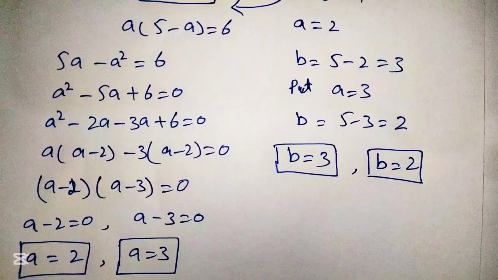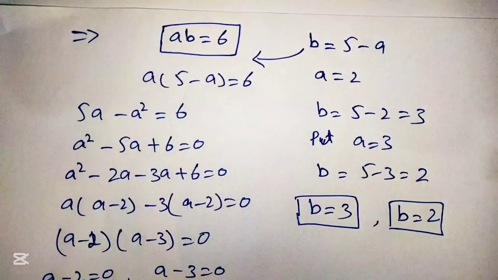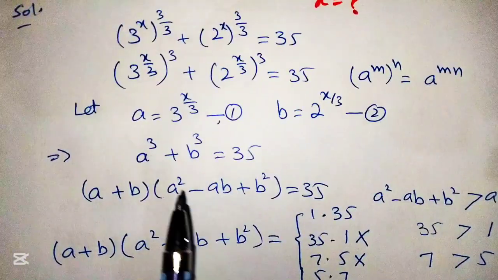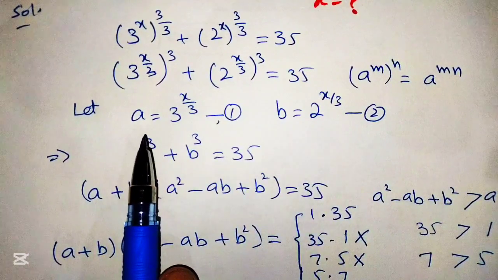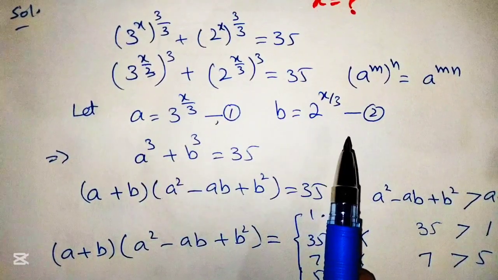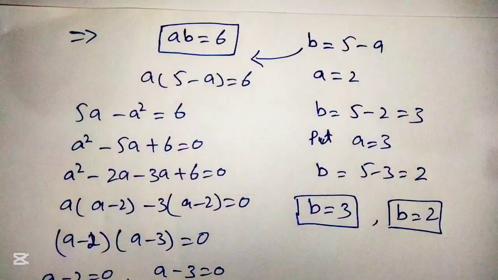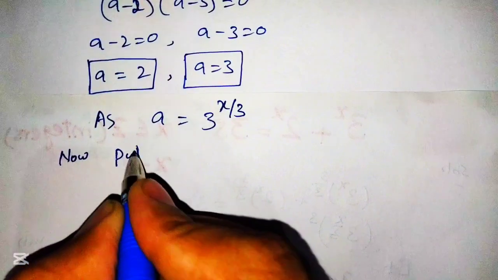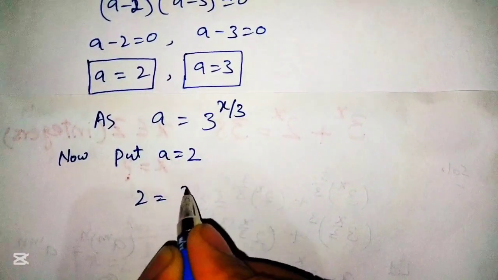Now we can use either the value of b or the value of a to find the final answer, which is the value of x. With the help of these equations, we can find the value of x here. Either we can use the value of a or the value of b. Let us use a to find the value of x. Now put a is equal to 2, we will get 2 is equal to 3 raised to power x over 2.